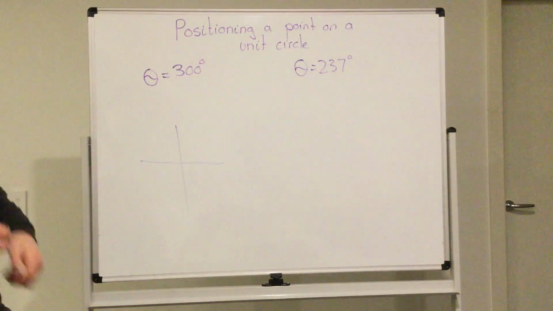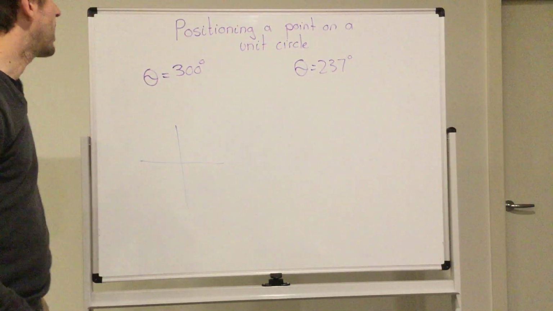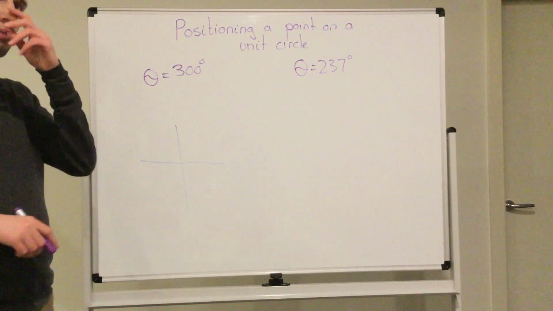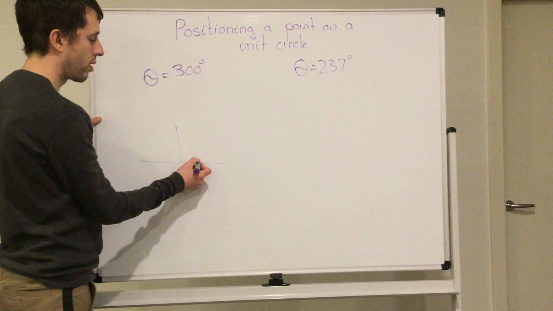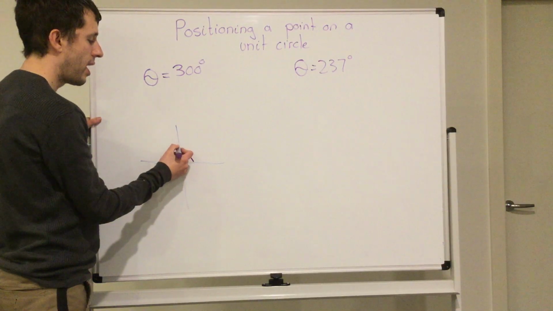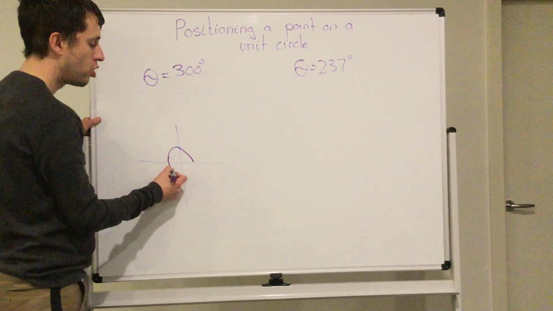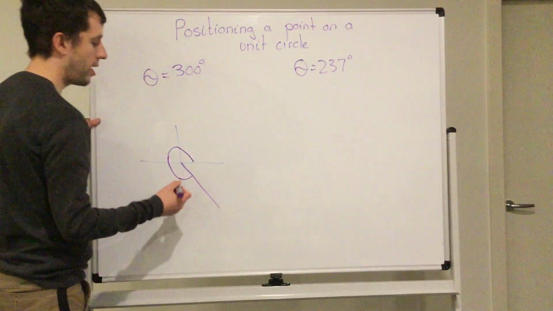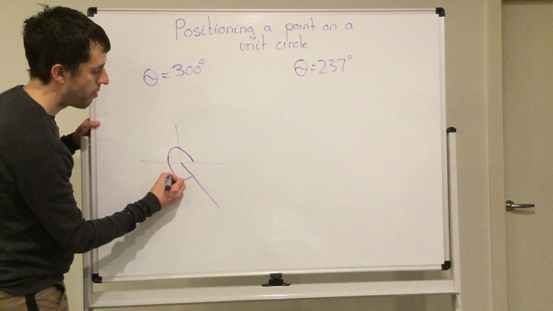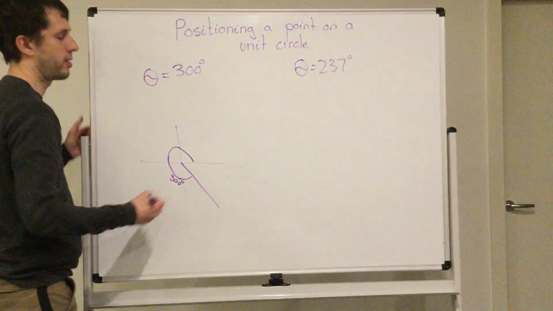Now the next thing I'm going to be doing is looking at my angle. Because my angle is 300 degrees, I know I've got 90, 180, 270, and it's going to be in this quadrant here. So that is 300 degrees.